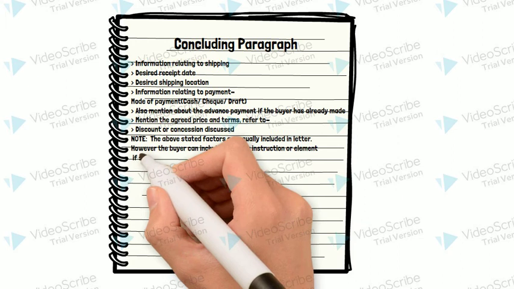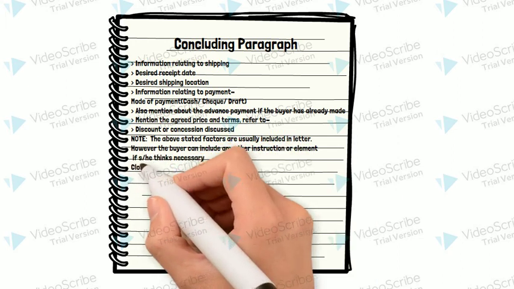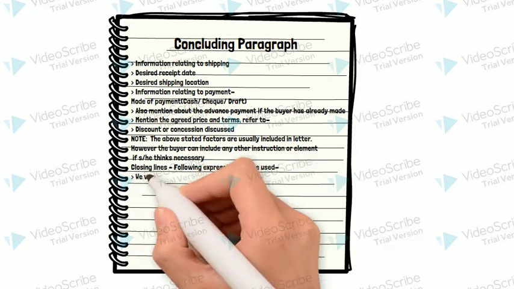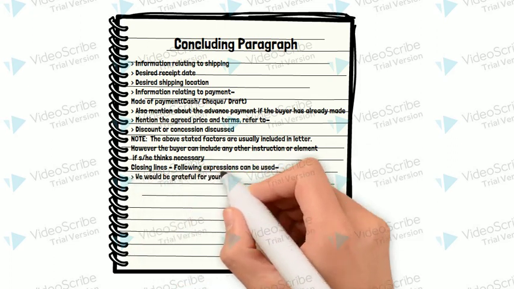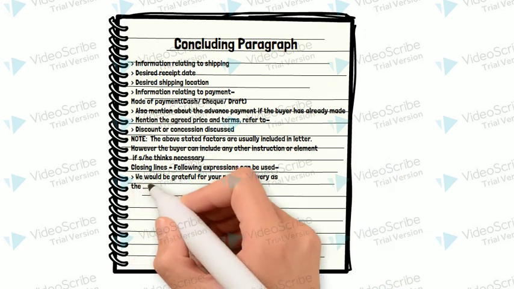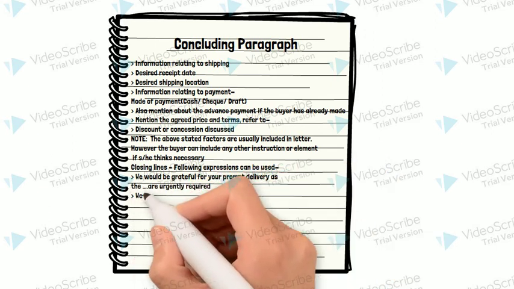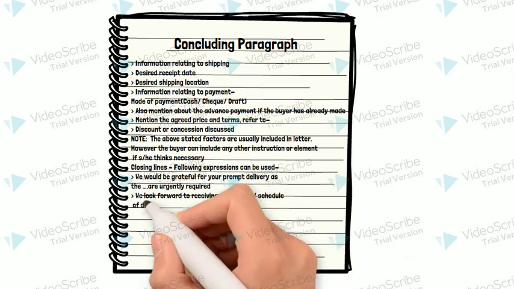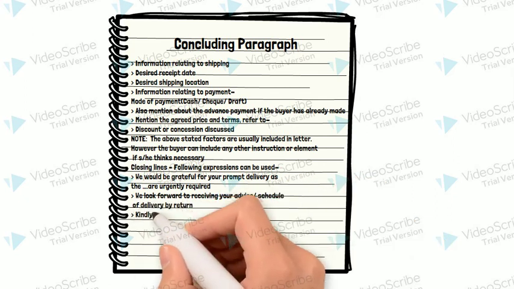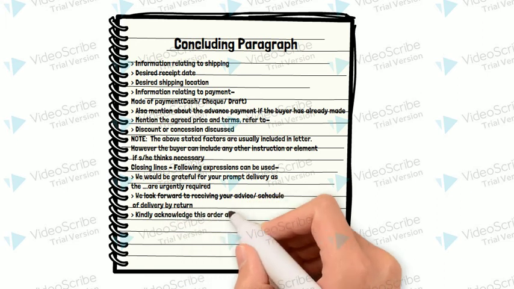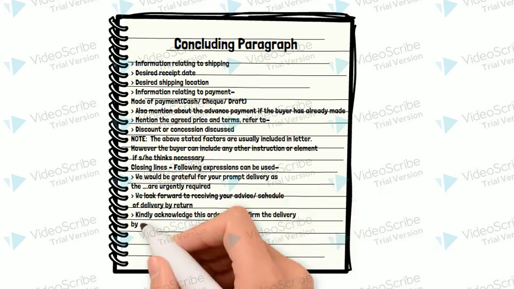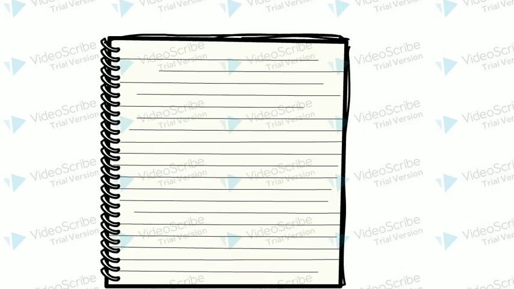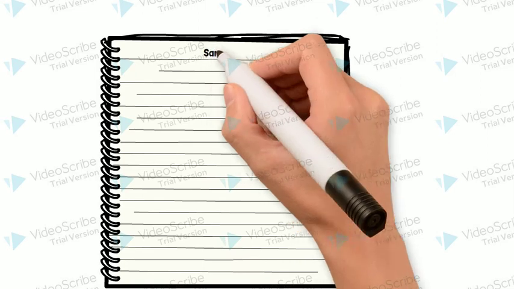Following expressions can be used in the concluding lines. We would be grateful for your prompt reply as the goods are urgently required. We look forward to receiving your advice on the schedule of delivery by return. Kindly acknowledge this order and confirm the delivery by this particular time and date. So herein I'm sharing a sample letter of the placement of order.